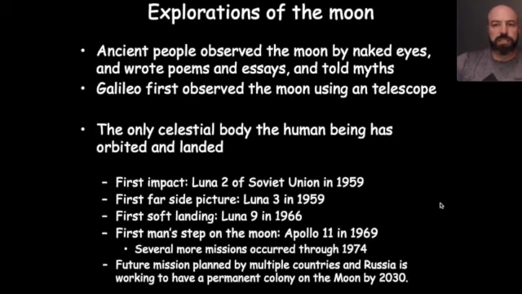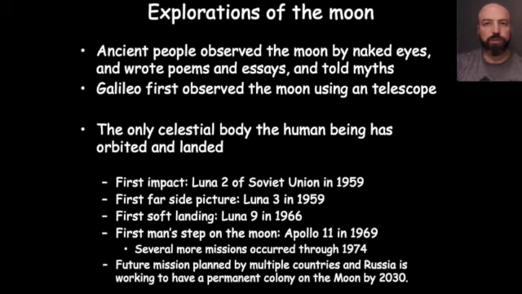A couple of explorations on the moon. Ancient people observed the moon, obviously looked at it as the largest celestial body for us, and Galileo was able to then observe it using his telescope. It is actually the only celestial body that a human being has both orbited and landed on. I have a list of a few of the things.